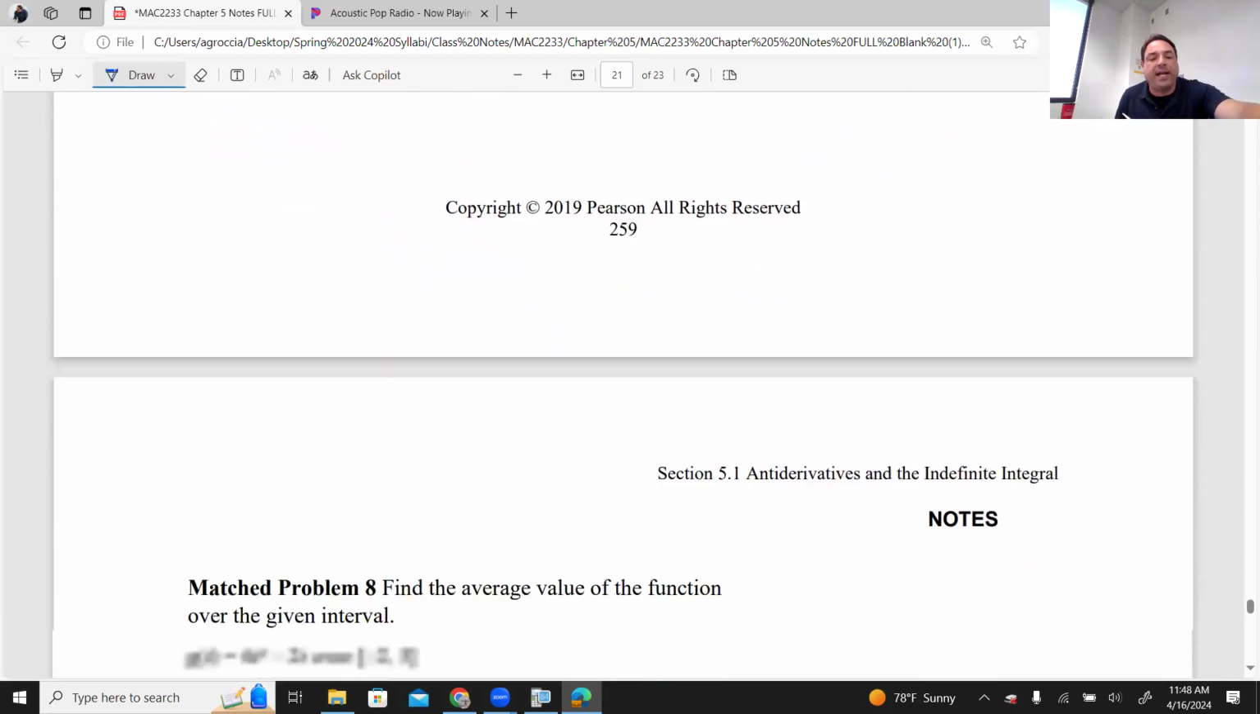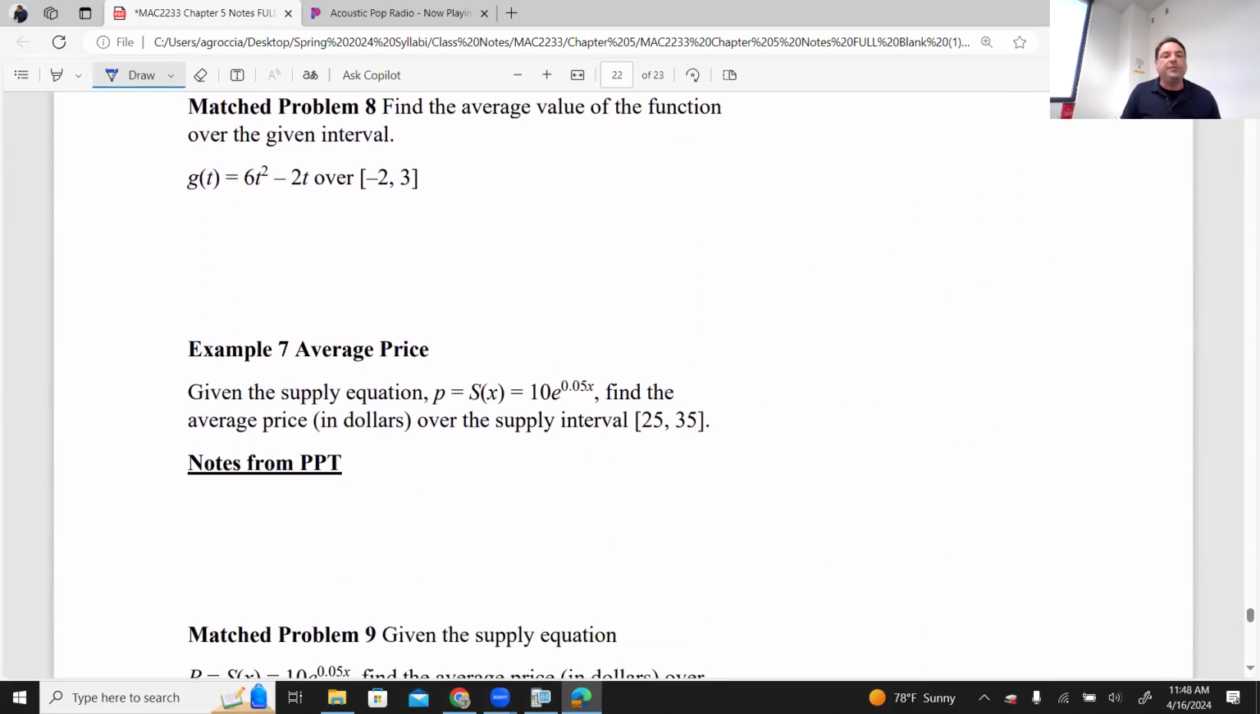Now we're going to put it to practice with a word problem. So this one says, given the supply equation, so we have S of x equals 10e to the 0.05x. Find the average, there's that word, price over the supply interval from 25 to 35. So this is where we can kind of put all the pieces together. So what's given to you is a rate of change, and we want to work backwards to find total. So that means we're going to take the integral of 10e to the 0.05x dx.